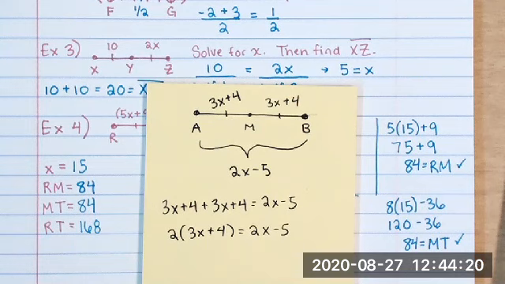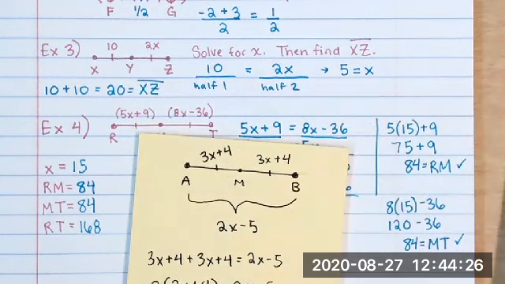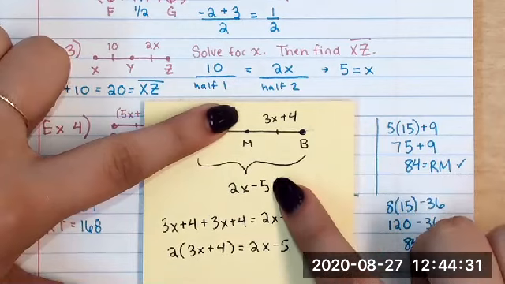So make sure you're not setting a half equal to a whole. You can set 1/2 equal to another half all day long, but do not set 1/2 equal to a whole.